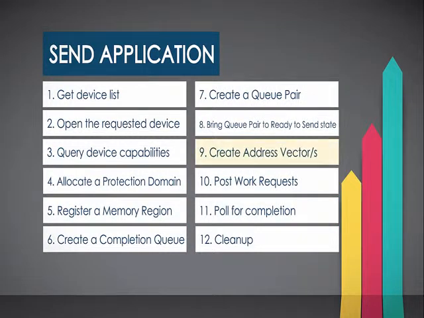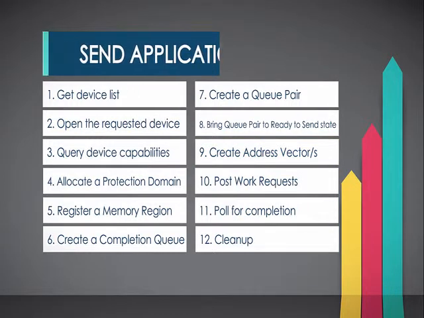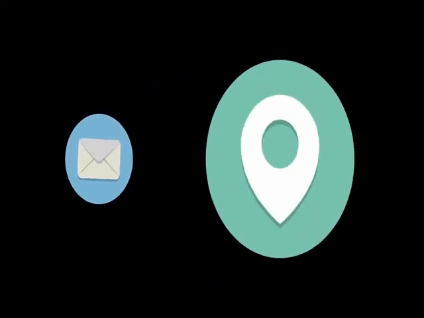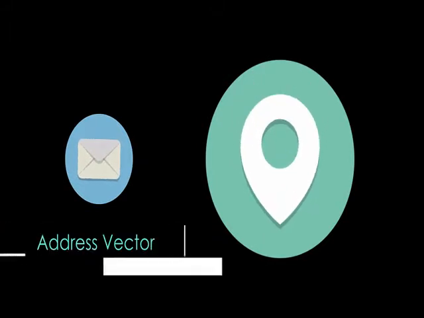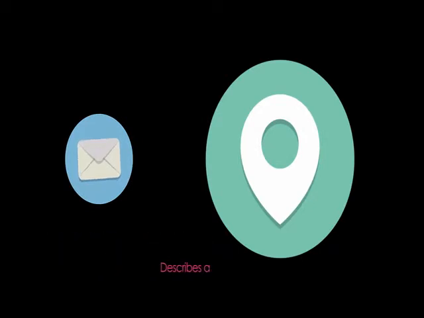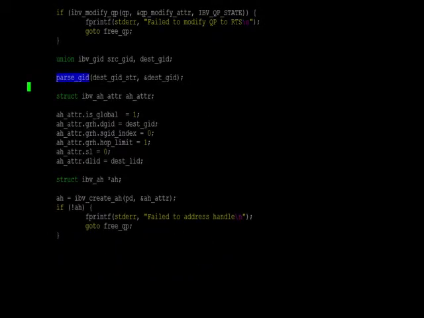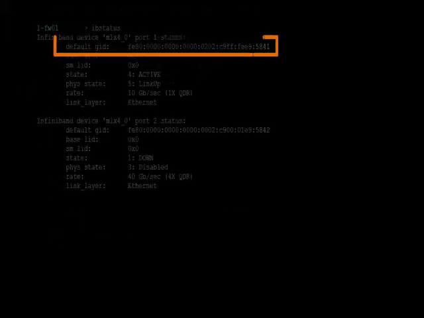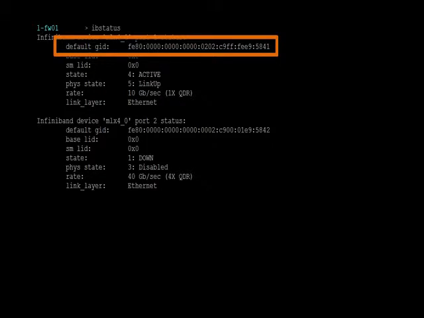In this tutorial, we will learn how to create an address vector. Before we can begin sending packets, we need to declare a destination. A destination is described through an object called an address vector. The address vector attributes are destination GID, as seen in the output of IB status command on the destination node.